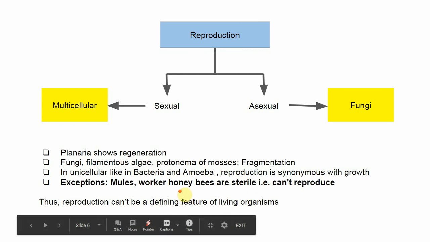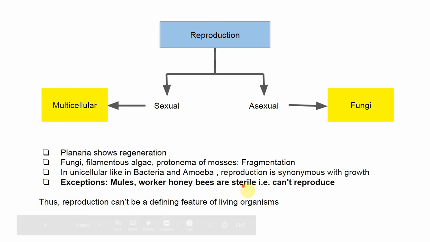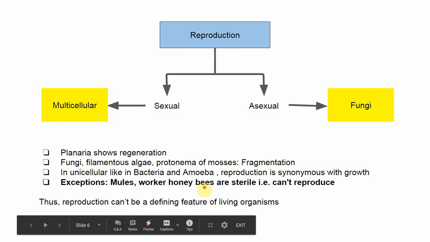Why? What is the reason behind that? Because there are some exceptions to this rule. For example, mules, right, and worker honeybee are sterile in nature, right? They cannot reproduce. So as a result, we cannot consider reproduction as a defining feature of living organisms.